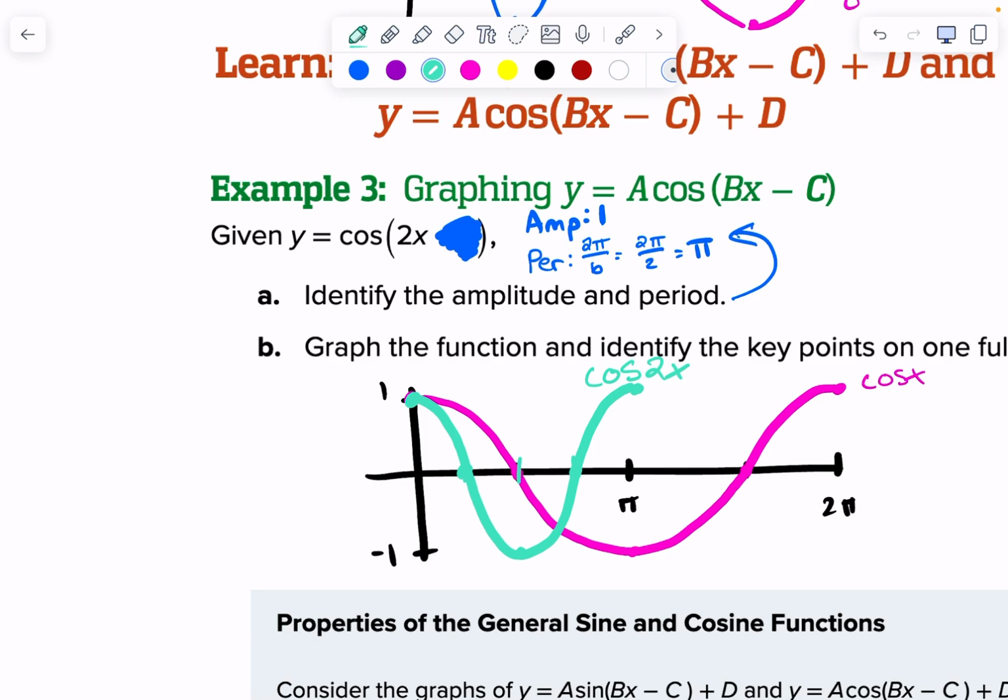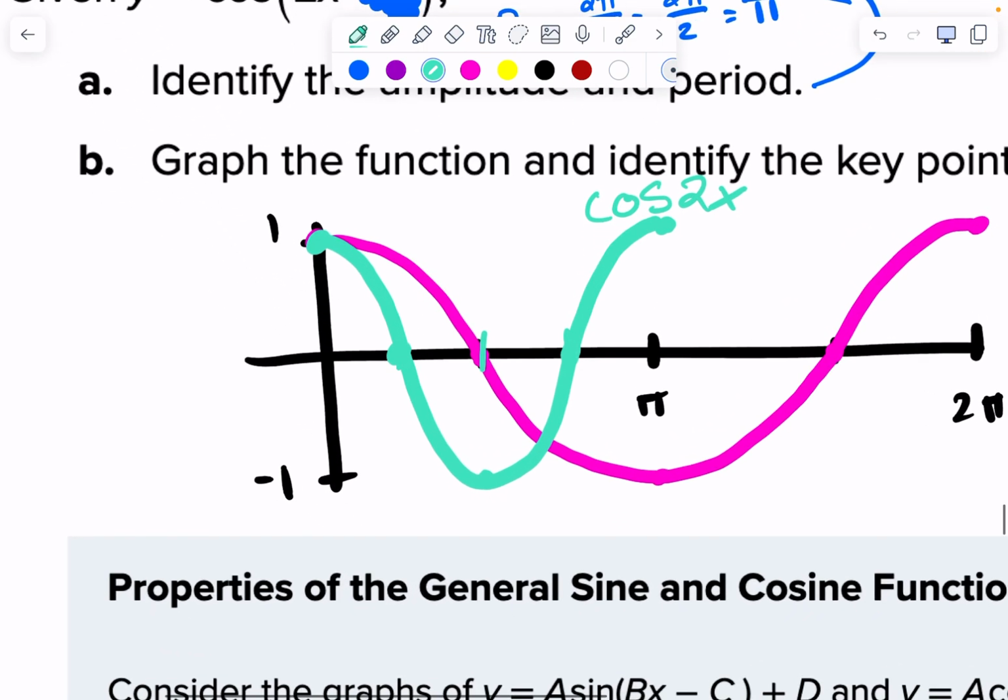What happens if they would have said negative cosine of 2x? Do you know what he would look like instead? He would have gone like this instead. That's what he would have looked like. Kind of like DNA genes, guys, a double helix, whatever it is. Anyway, that's what negative will do.